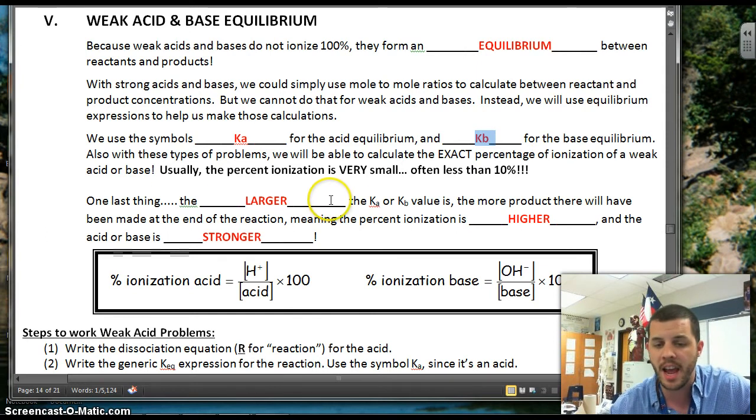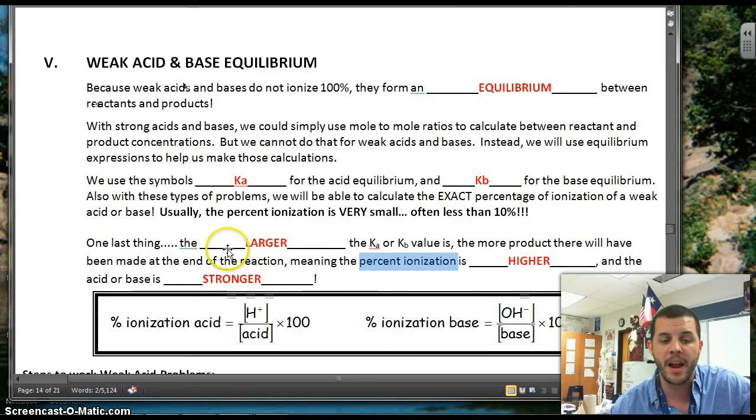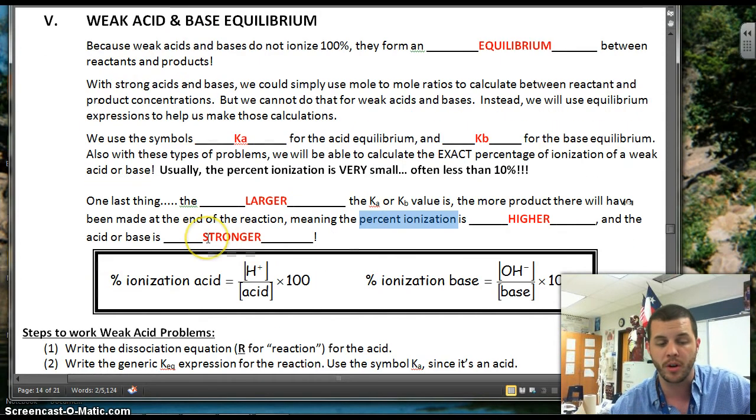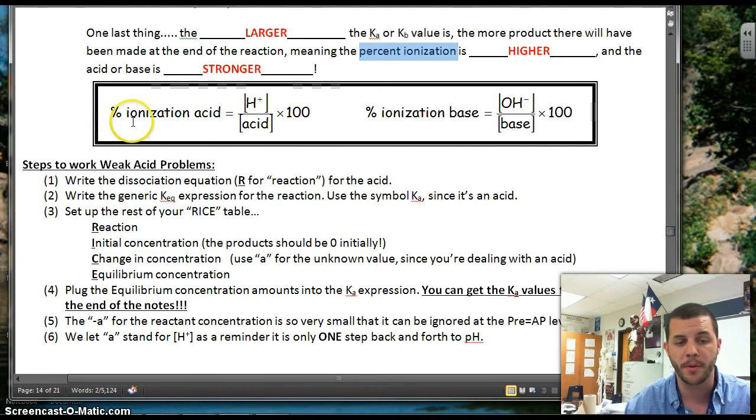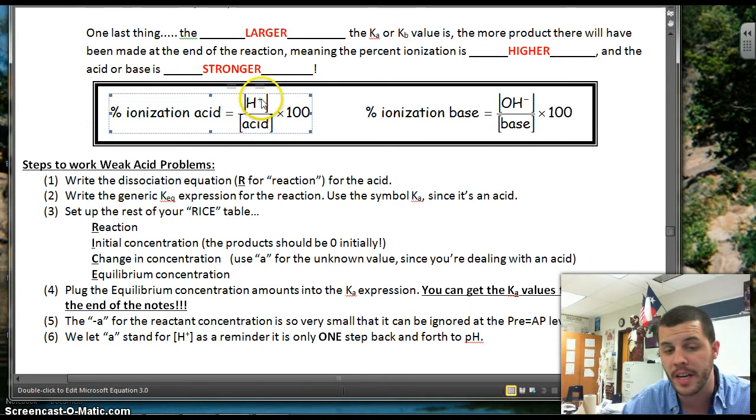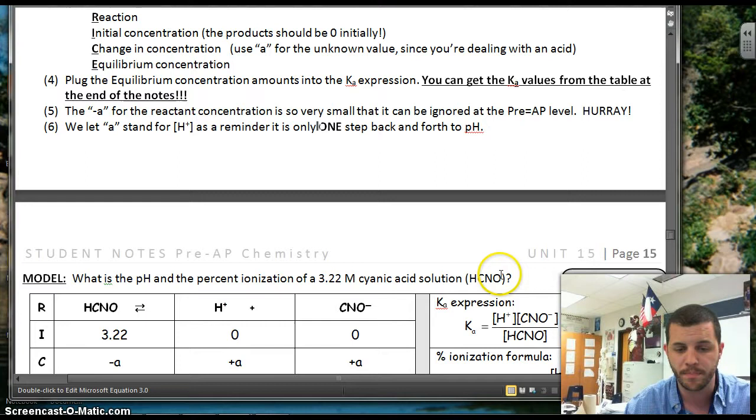One last thing: the larger the Ka or Kb value is, the more product there will have been made at the end. Therefore it's going to have a higher percent ionization, and therefore the acid or the base is stronger. Remember, the greater the percent ionization, the stronger that acid is. So we need to be aware of these two formulas. The percent ionization is the concentration of H plus over the concentration of the acid, times 100. And for a base it's basically the same thing, but with the OH minus concentration.